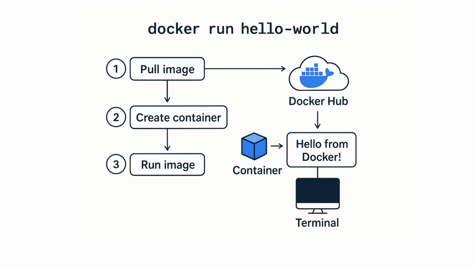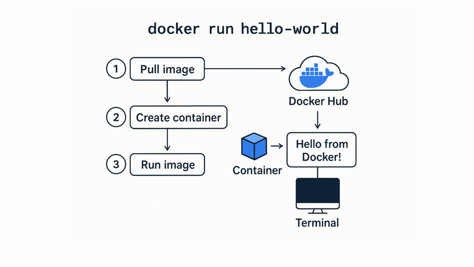So, what just happened when we ran the command docker run hello-world? First, Docker checked if the hello-world image was already available on your computer. Since it wasn't there, Docker automatically pulled or downloaded the image from Docker Hub, which is like an online library of pre-built Docker images. Once the image was downloaded, Docker created a container from it. A container is a lightweight, isolated environment that runs your application.